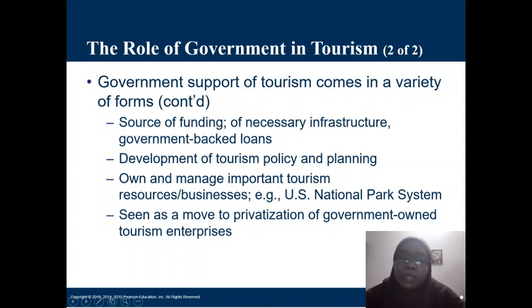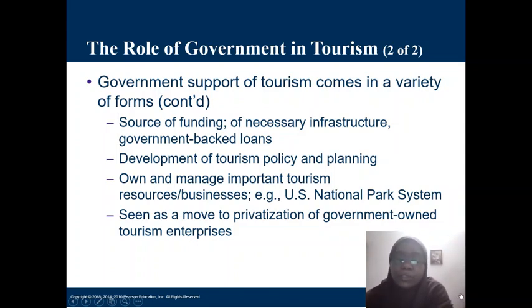Government also helps to source funding for necessary infrastructure, and offers government-backed loans. All these are the means through which government supports or sources funding. They serve as sources of funding. They give loans to the players in the tourism industry. They are also involved in development of tourism policy and planning.